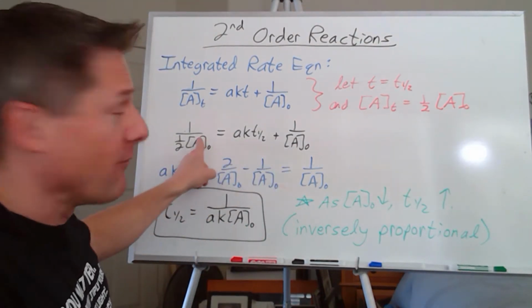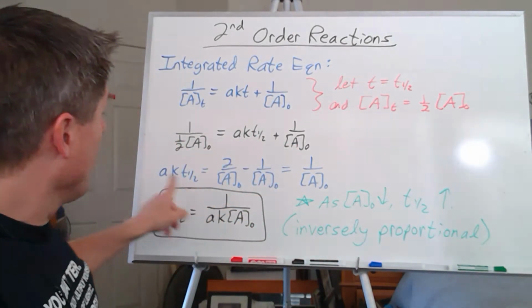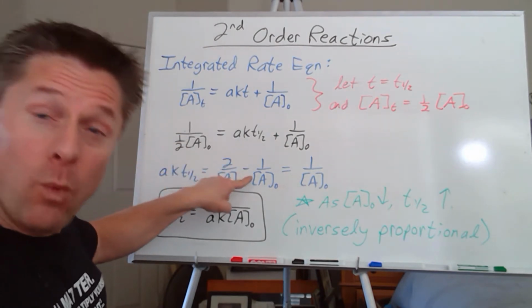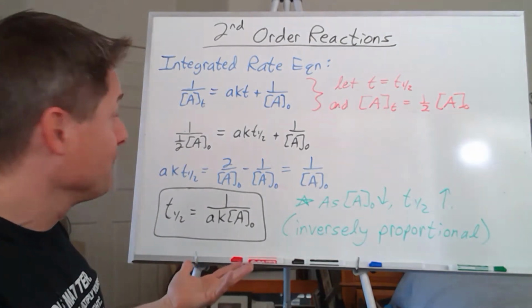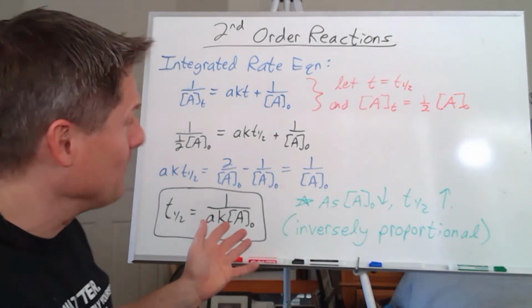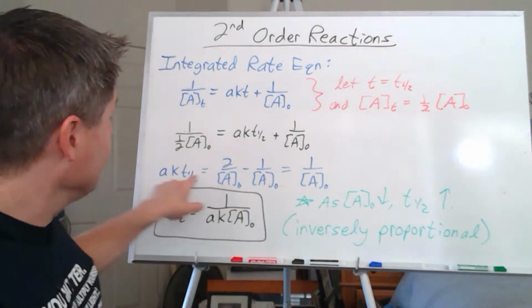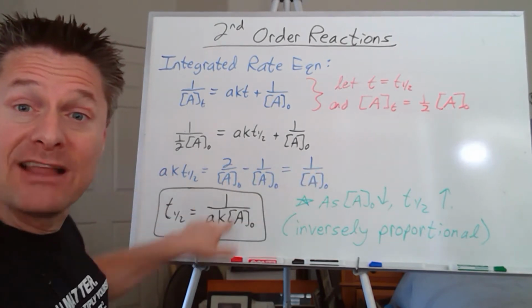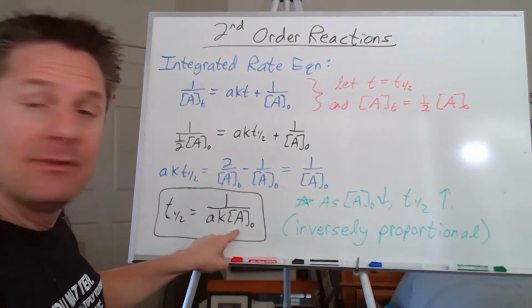Well, I want to get that over to the other side. So I'm going to subtract 1 over A naught from both sides. So k T to the 1/2 will be 2 over A naught minus 1 over A naught. Well, 2 minus 1 is 1, so we get 1 over A naught. Right? There's no negative signs. Like the other ones, we had negative signs canceling out. There's no negative signs on this one. So k T to the 1/2 equals 1 over A naught. Let's isolate T to the 1/2. So I've got to divide both sides by k. So I'm going to get 1 over k times the initial concentration.